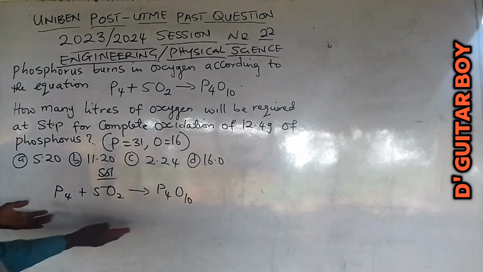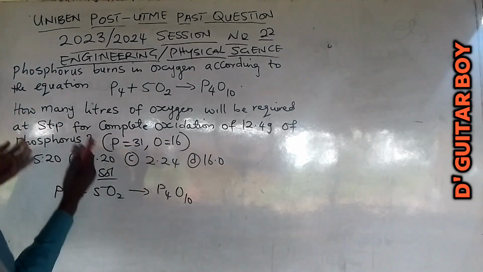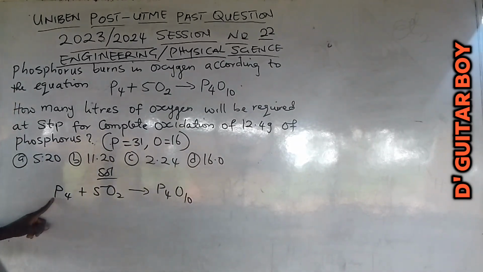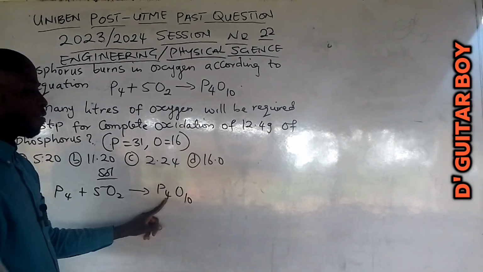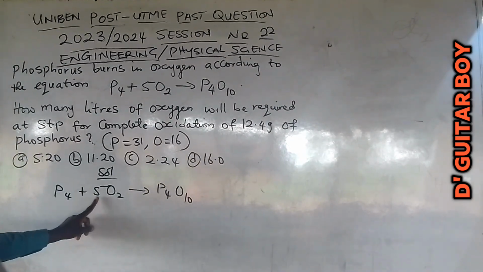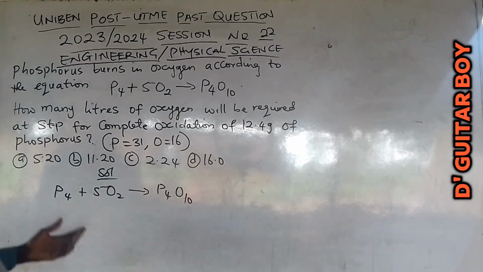Now, you don't have any problem because you have already been given the equation in a balanced form. Look at it. How many phosphorus do you have here? 4. How many phosphorus do you have here? 4. How many oxygen do you have here? 10, 5 times 2, 10. How many oxygen do you have here? 10. So you don't have a problem.